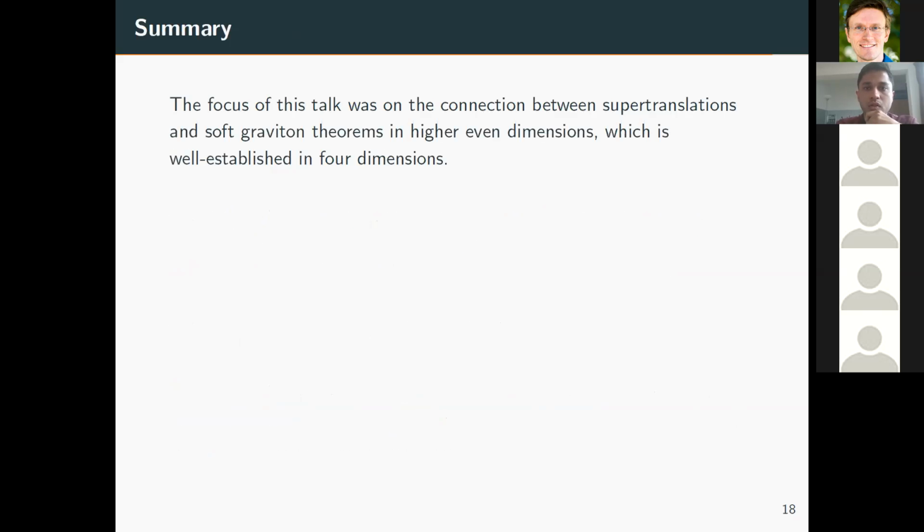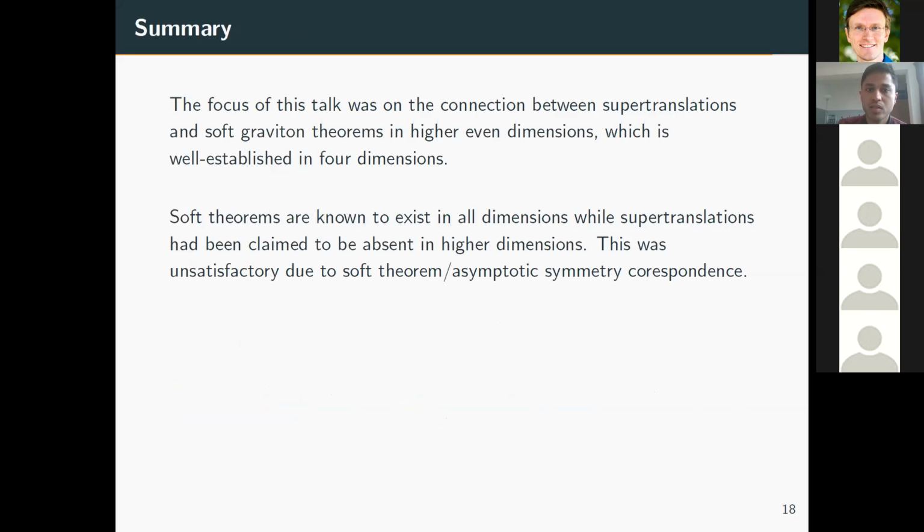So I'll end with the conclusions. The focus of this talk was to clarify the connection between supertranslations and soft graviton theorems in higher even dimensions, which is well established in 4 dimensions. We did so in linearized gravity and in even dimensions. Soft theorems are known to exist in all dimensions, while supertranslations have been claimed to be absent in higher dimensions. And this is unsatisfactory due to the soft theorem and asymptotic symmetry correspondence.